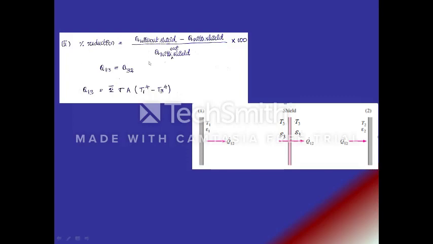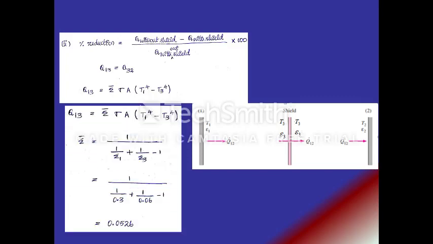That's what I am putting here. So Q1 to 3 must be equal to Q3 to 2. It's a very important relationship we should understand so that we will be able to solve the problem correctly. First let us try to calculate Q1 to 3. So Q1 to 3 is epsilon bar into sigma into A into (T1 power 4 minus T3 power 4).